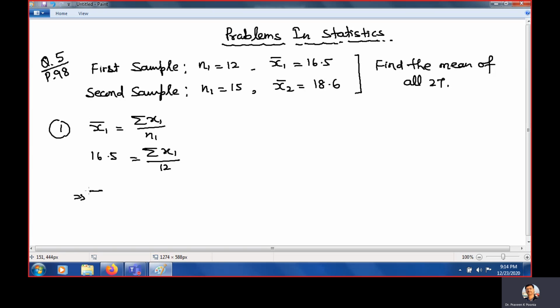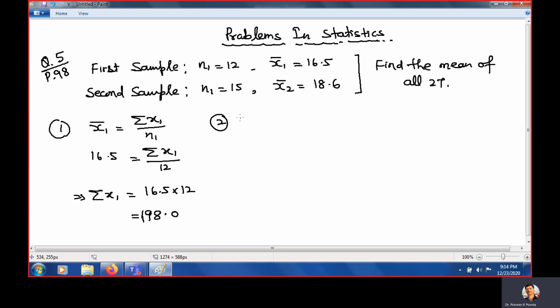So what is the value of sigma x1? Sigma x1 is 16.5 times 12. If you multiply it, 12 times 5 is 60, 12 times 6 is 72 plus 6, 78, and 7, and 12 times 1 plus 7 is 19. So 198. This is the first one.